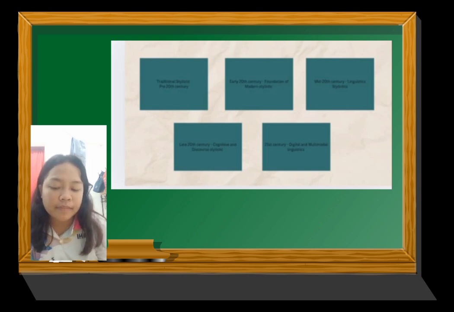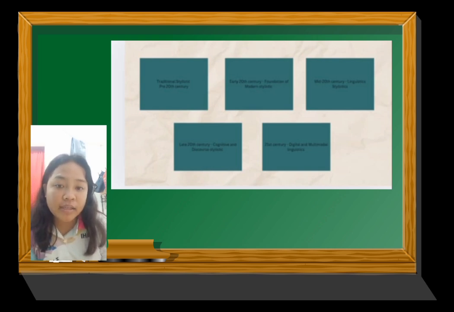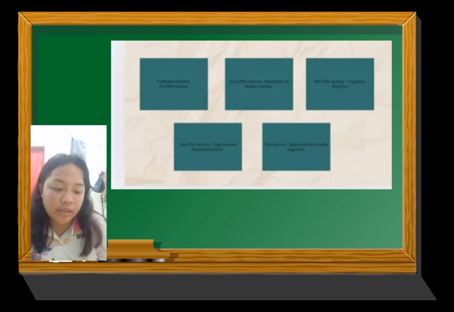Second, we have the early 20th century, which is the foundation of modern stylistics. It was influenced by structural linguistics and Russian formalism. Style began to be analyzed as a system of choices within the language. It also focuses on foregrounding, the idea that stylistic features stand out from the norm to draw attention.